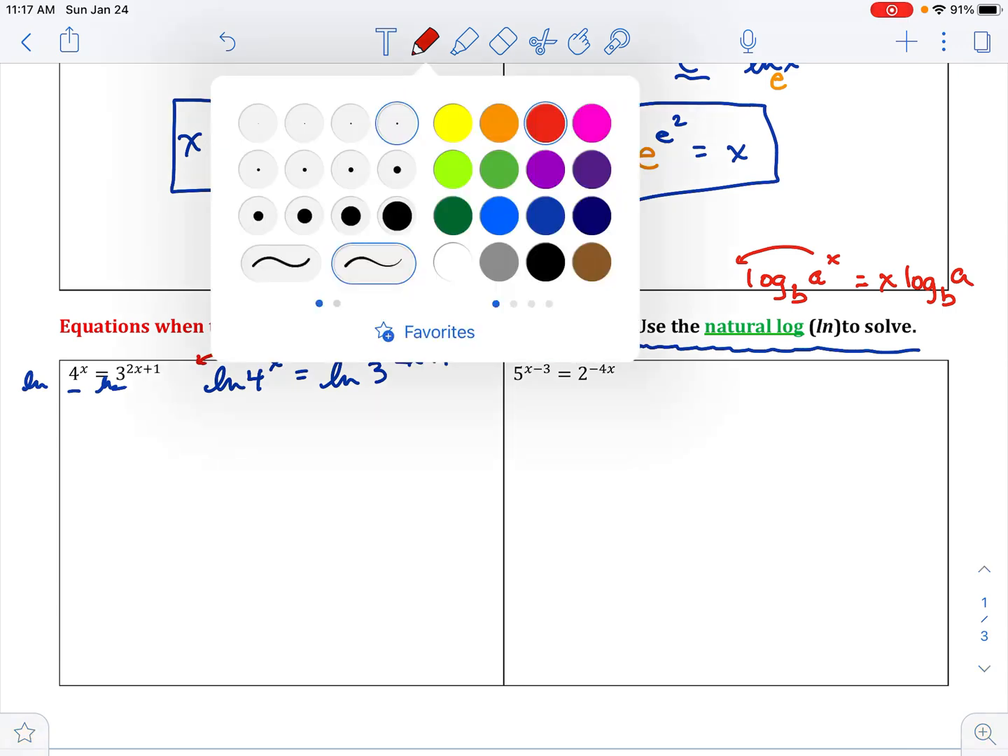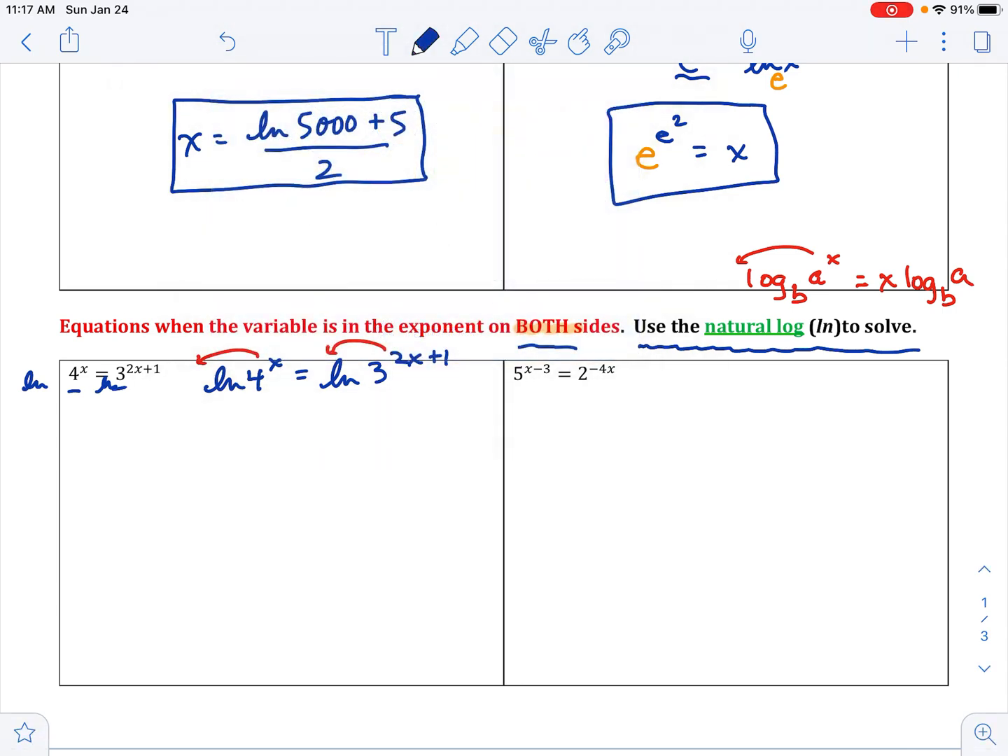I'm going to move these out in front so that I get x natural log 4 equal to 2x plus 1, which I'm going to put in parentheses, ln 3. Why parentheses? So that I remember to distribute that 2x to the ln 3 and to the 1. All right, so now I've got x ln 4 after distributing, 2x ln 3 plus 1 ln 3. All right, we've been doing this since chapter 2.